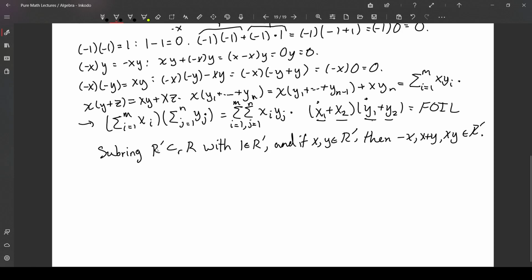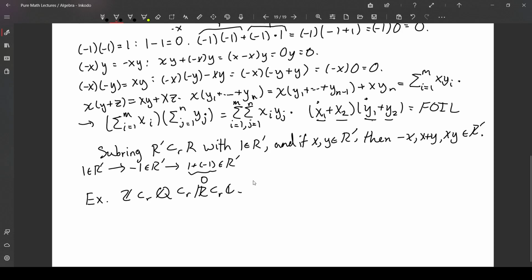Notice indeed that 0 is in a subring because 1 being in R prime implies that minus 1 is in R prime, and so therefore 1 plus minus 1 is in R prime, but this is just equal to 0. So 0 is always in a subring. Okay. So some examples of this are, again, our usual numbers. The integers are a subring of the rational numbers, which are a subring of the real numbers, which are a subring of the complex numbers.